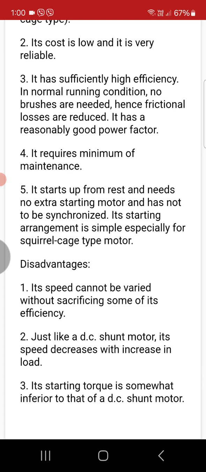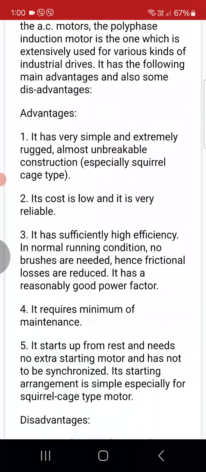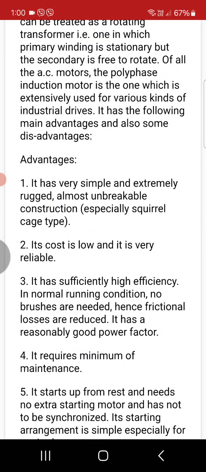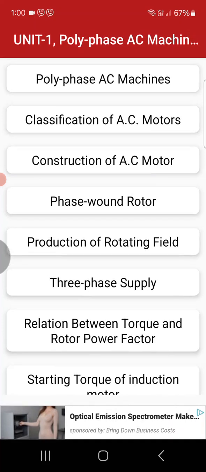Disadvantages: its speed cannot be varied without sacrificing some of its efficiency. Just like a DC shunt motor, its speed decreases with increase in load. Its starting torque is somewhat inferior to that of a DC shunt motor. This is the classification of AC motors and construction of AC motors.